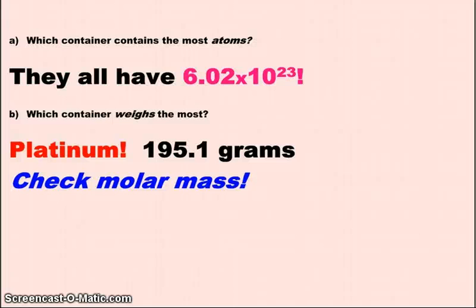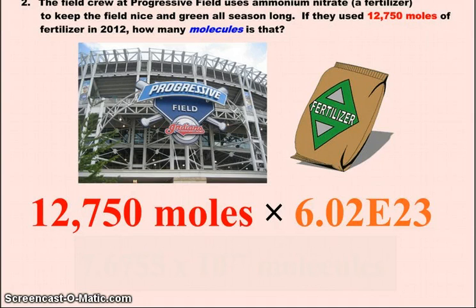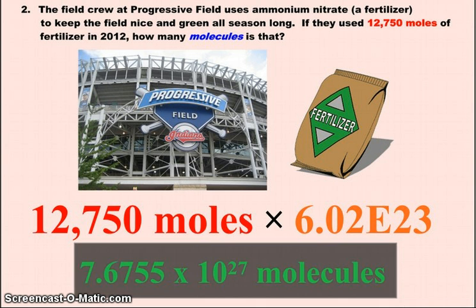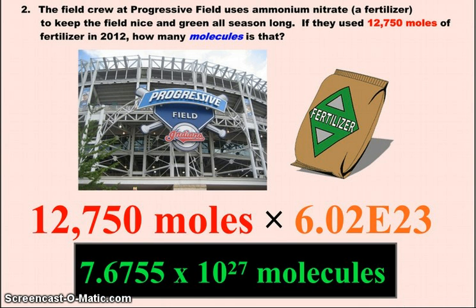All right, question 2. The field crew at Progressive Field uses ammonium nitrate, the fertilizer, and this year they used 12,750 moles of fertilizer. How many molecules is that? To go from Moleville to Particle Town, from moles to particles, you have to multiply by the chemist's dozen, Avogadro's number, and that's how we get 7.6755 times 10 to the 27th molecules of fertilizer.